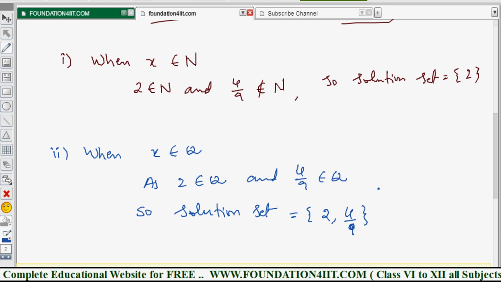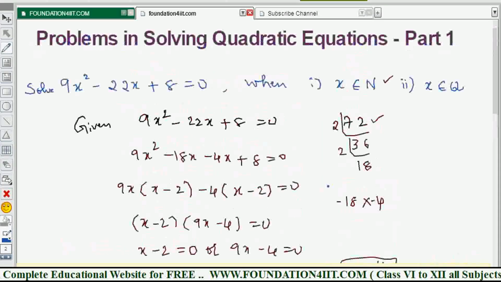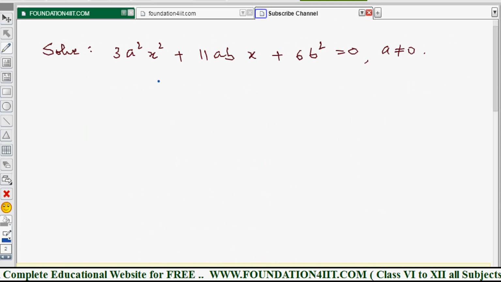So only 2 is for natural numbers, but in rational numbers, 2 comma 4 by 9 is the solution set. In this way, if they give the conditions, after solving you can check these conditions and write the answer, right? Let me take one more example. If it is not only numbers, but in terms of a, b, it is also the same concept. So let me show you.